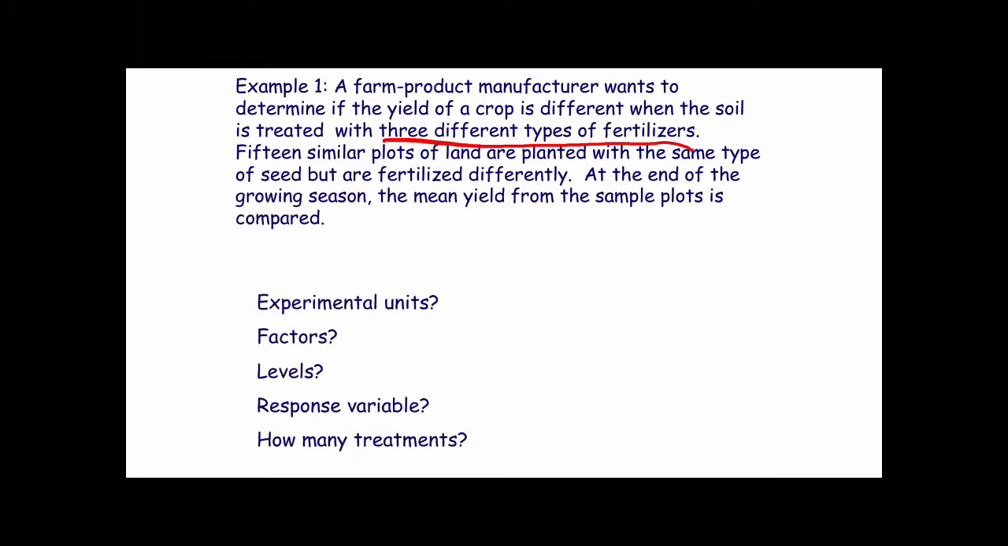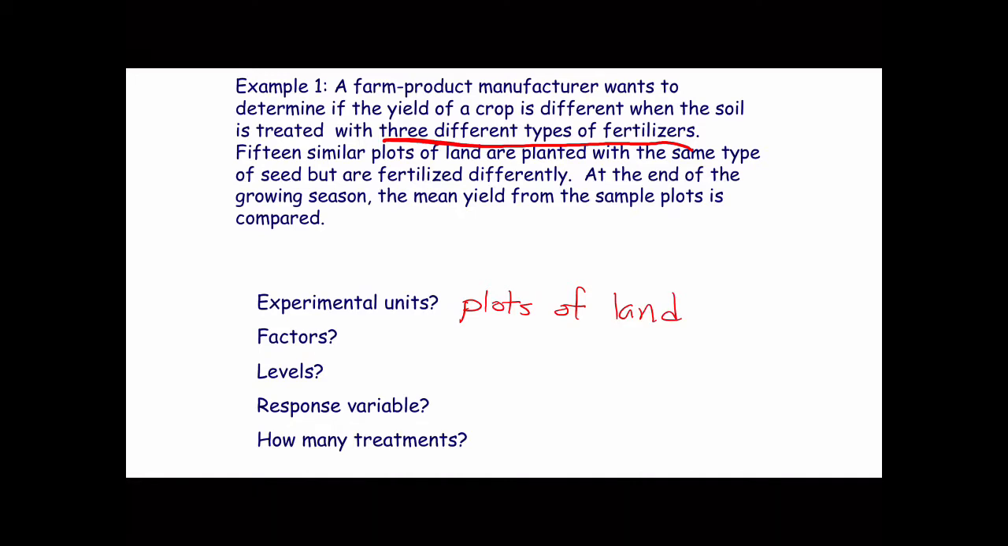So what are the experimental units here? Well, first identify the treatment here is fertilizer. So what is getting or receiving that treatment? Well, it is the plots of land. So basically the experimental units here are the plots of land.